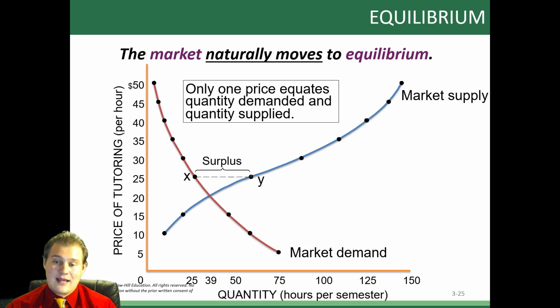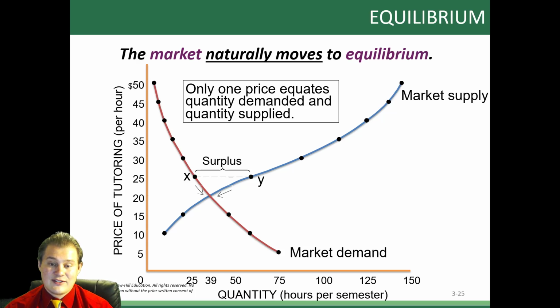A surplus is something we're going to show you right now. X and Y, the difference there is the surplus. So if I charge $25 in the marketplace, and let's say 25 is the going price for tutoring right now, and that's what people are charging, there's going to be a surplus at that price. Because right now, 25 people are going to demand it, and about, well, it's between 50 and 75, so 60 people supply it. So between 25 and 60, you do the math, that's how much of a surplus you have in that area.